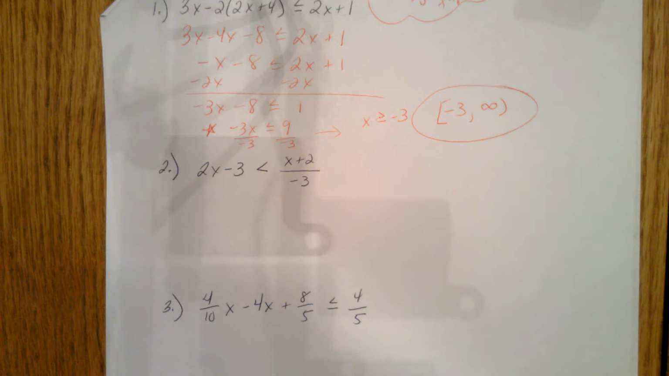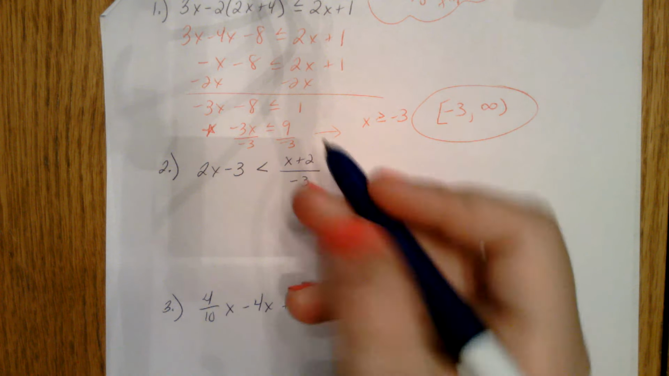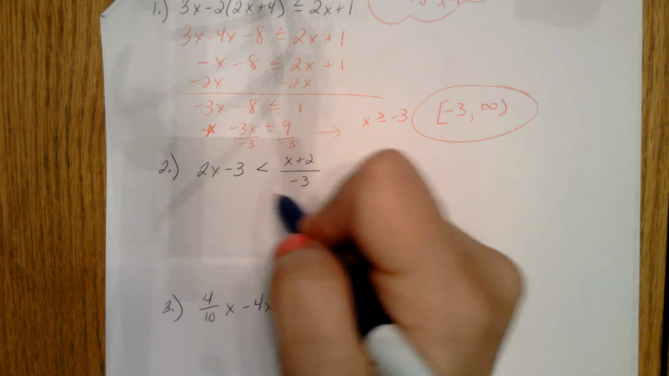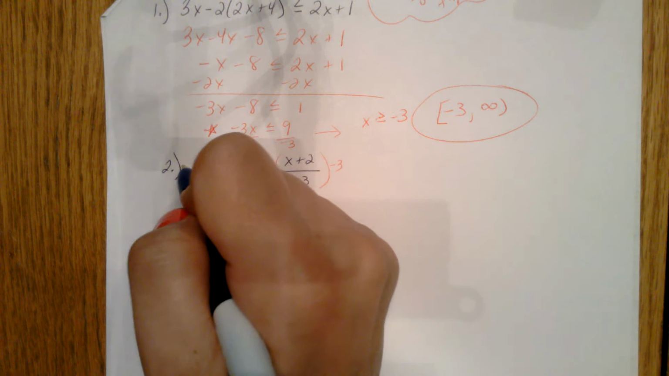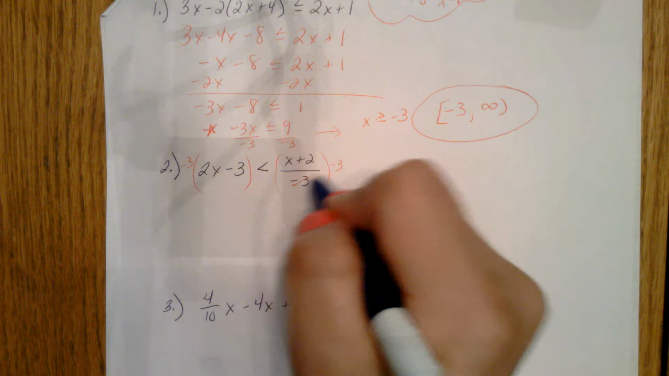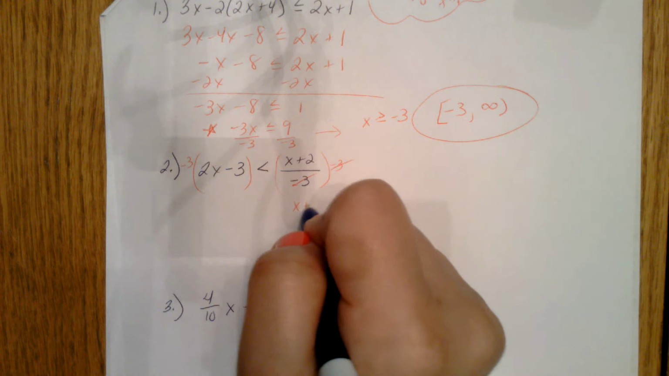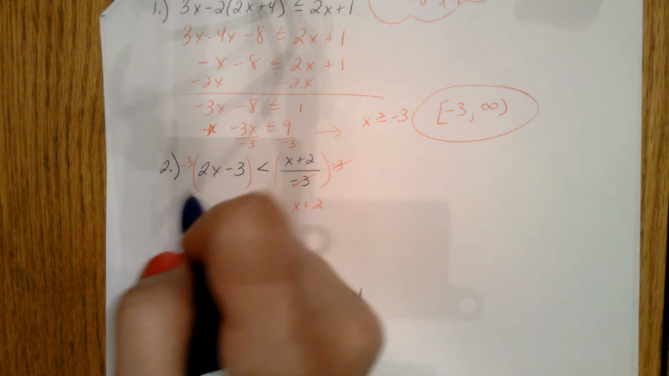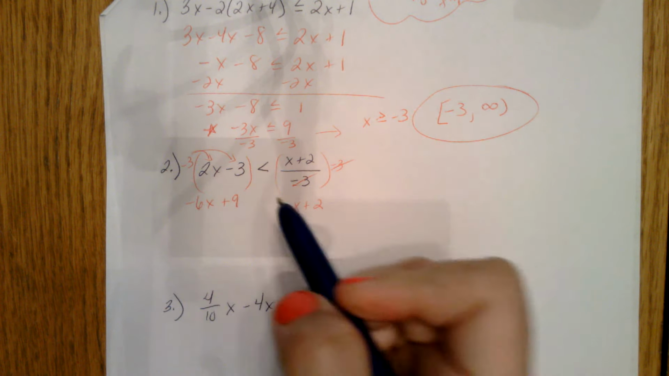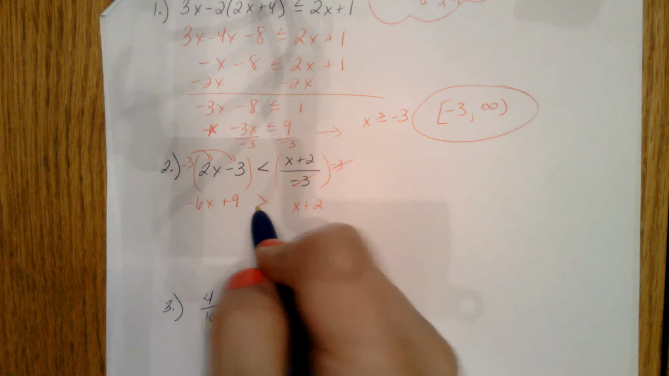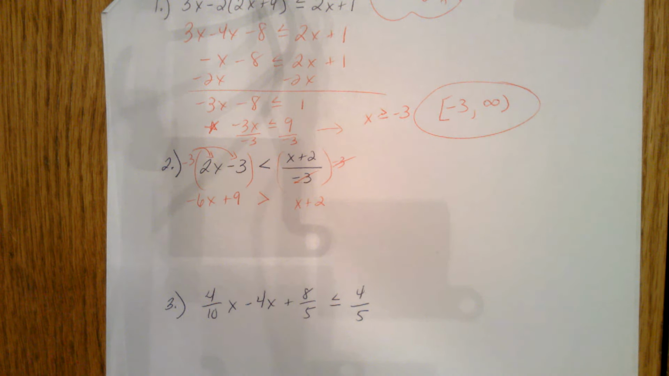2x minus 3 is less than x plus 2 divided by negative 3. All right, let's see this one. So I have negative 3 that I'm dividing on this side. So I'm going to multiply this by negative 3 and this whole side by negative 3. And again, there's that negative. That gets rid of this denominator. And then I can distribute negative 6x plus 9. And then I have to flip this because I multiplied by a negative.